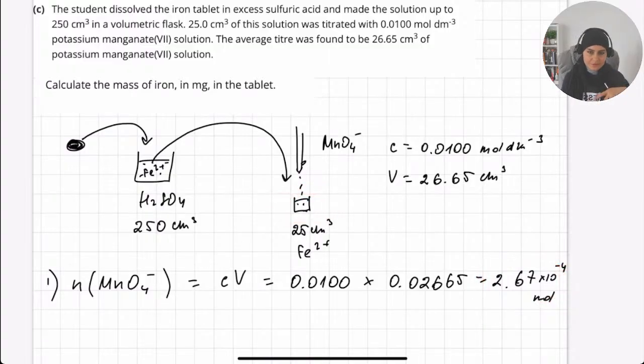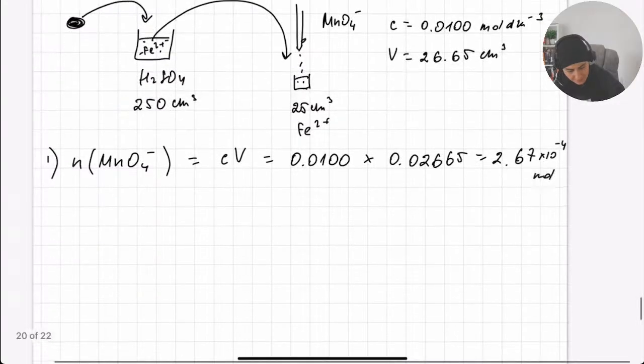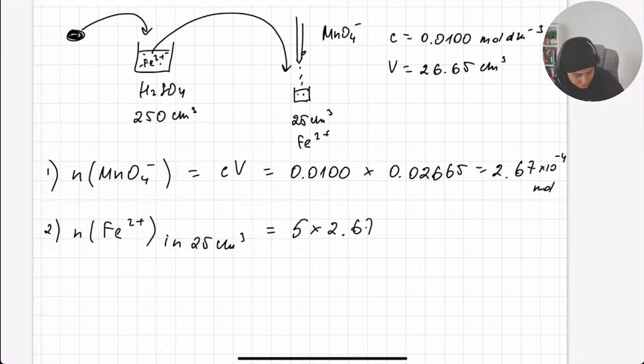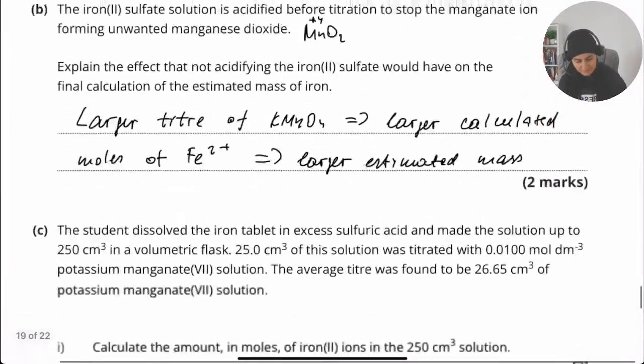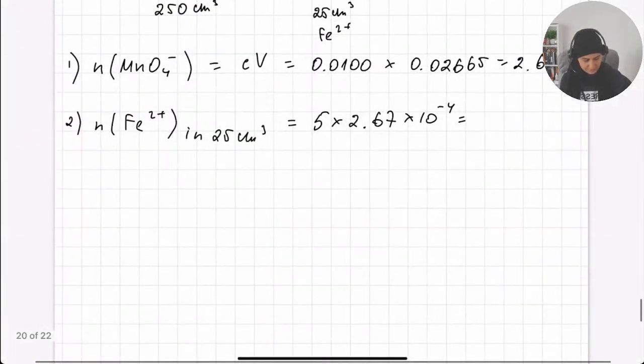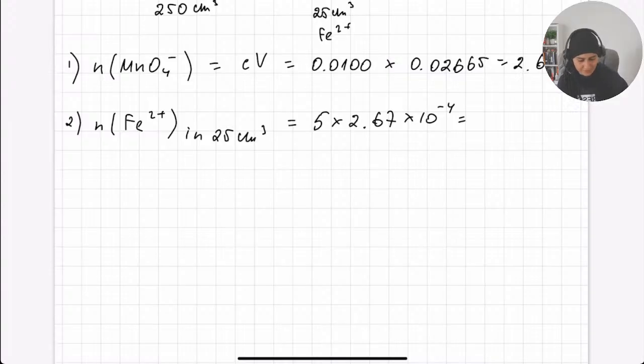Okay, so now when I apply the ratio, I would find the moles of iron in 25 cubic centimeters. So now I find moles of iron 2 plus in the 25 cubic centimeter sample. So it's a 1 to 5 ratio as I showed in the balanced equation. You're following, right? So I'm applying that ratio. I found the moles of this, now I'm finding the moles of iron 2 plus. So 1 to 5, times 5. In the calculator I will plug in the non-rounded value, so it's 1.33 times 10 to the negative 3.